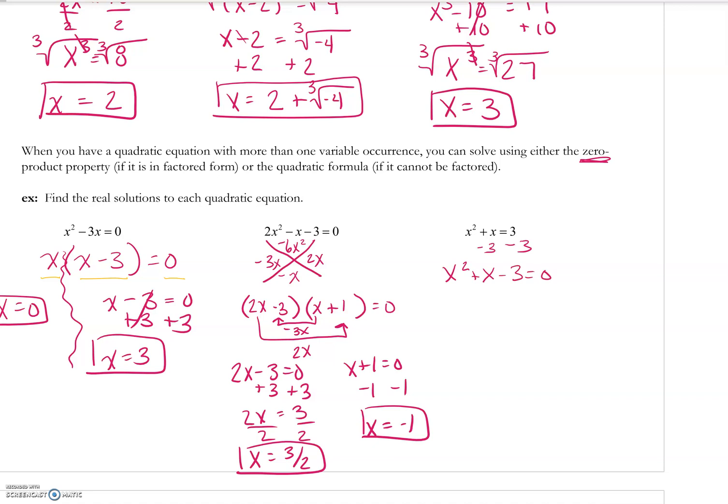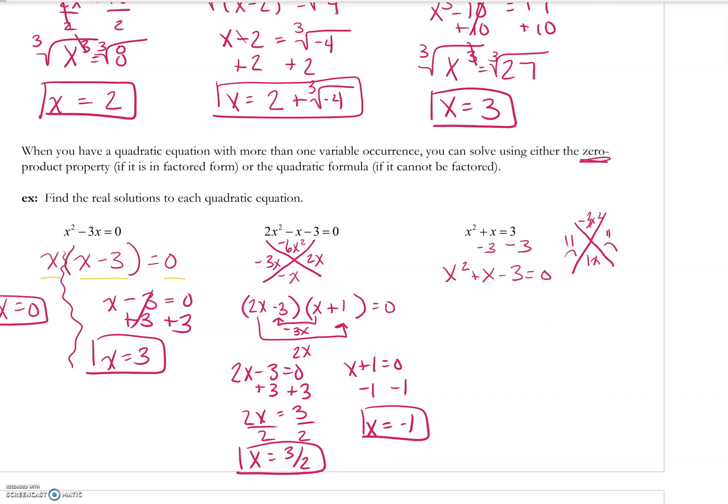I see that I have 2 variable occurrences. There is no GCF, so I'm going to try to factor first and find 2 numbers that multiply to -3x squared and add to +1x. When I sit and think about that, I realize there are no two numbers that are going to work. So I have to use a different strategy, and that different strategy is the quadratic formula.